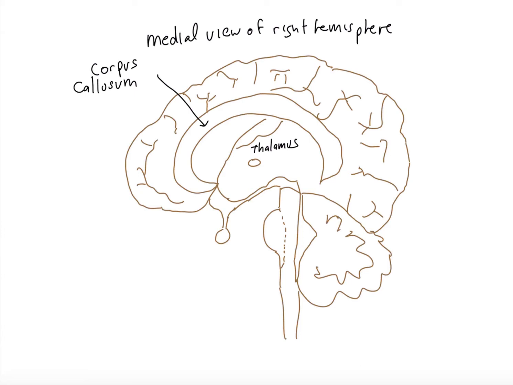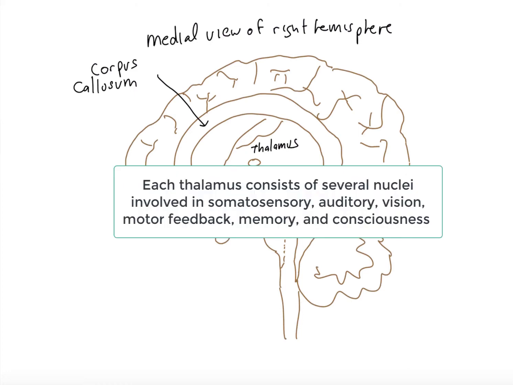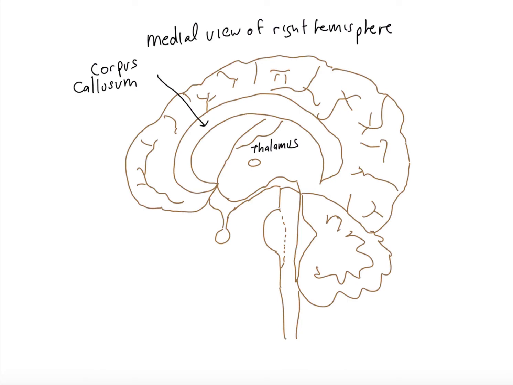And each thalamus consists of several nuclei involved in lots of things: somatosensory, auditory, vision, motor feedback, memory, and consciousness. Not voluntary motor, though. Voluntary motor does not go through the thalamus.